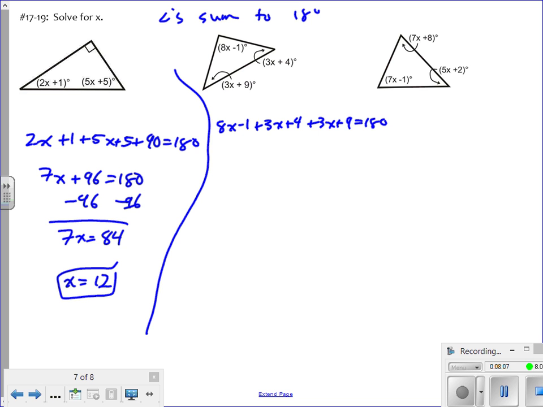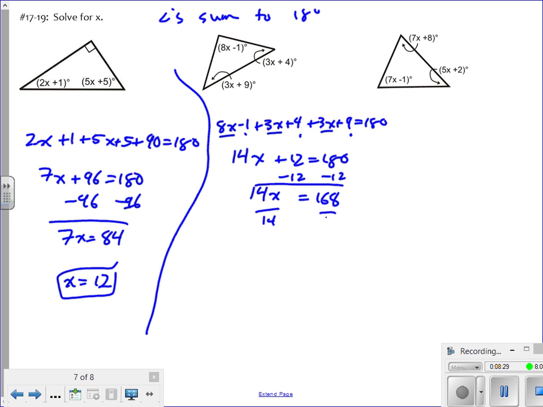Alright, so this next one, 8x minus 1 plus 3x plus 4 plus 3x plus 9 equals 180. I'm going to go ahead and put all my like terms together first. So 14x, 8 plus 3 plus 3. We have negative 1 plus 4 plus 9, which would put me at plus 12 equals 180. Subtract 12 from both sides. So 14x equals 168. Divide both sides by 14. Here we go again. It actually equals 12 in this one as well.